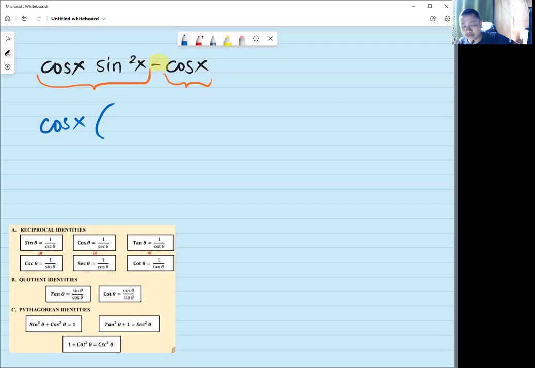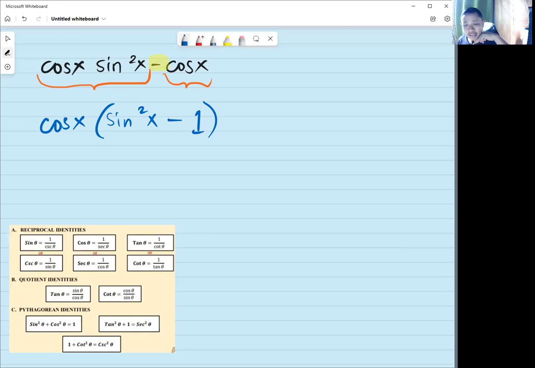Possible po ba na maging negative yung sagot? Why not? Wala nang problema doon. Let's see. Game. What will we do? Okay, so ito ay magiging, yung mga classmates natin, automatic nilagay nila yung kanilang mga sagot. Okay, so this will become, kapag inalis natin to, kinancel, this will become sine squared x. Can you follow? Minus cosine x divided by cosine x. What's the answer? The answer is 1. Ayan.